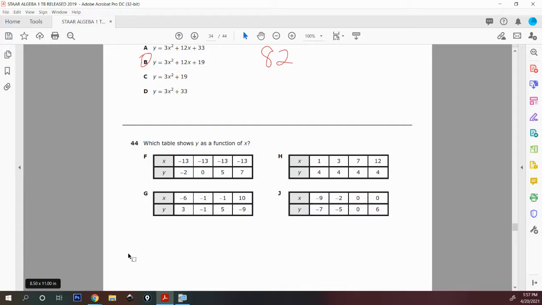It says which table shows y as a function of x? Okay, so to be a function, you cannot have a repeat x with different y's. So I got a repeat x and they have different y's, so that is not a function. This one does not have any repeat x's, so it is automatically a function. Repeat x's, different y's. So H is my answer.